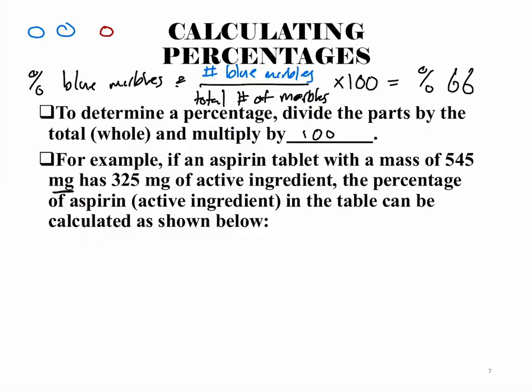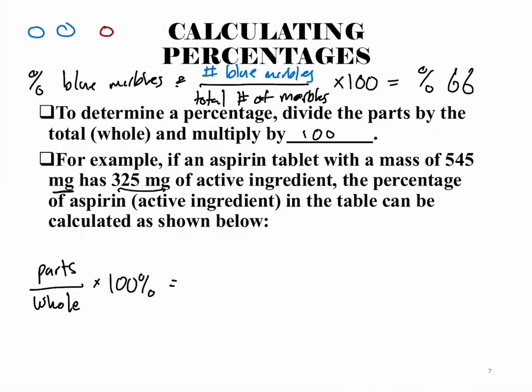So why don't you guys take a second and calculate what the percentage of the aspirin would be in this case. The percentage is always calculated by dividing the parts divided by the whole times 100%. And in this case, what would the parts be? It would be 325, right?